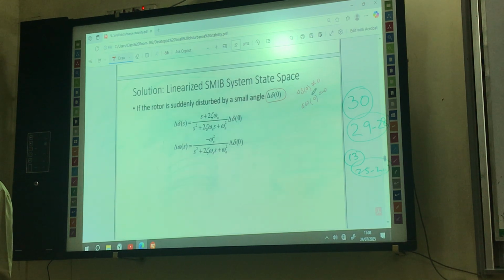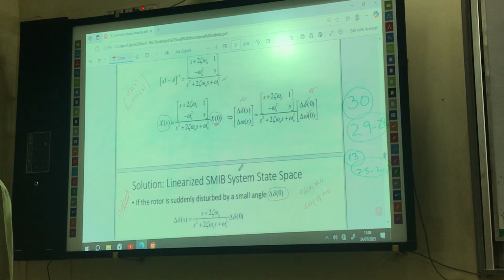Actually we are following the textbook, chapter 11. You will find all of this in chapter 11 of the textbook that I shared. You will see that in the textbook the first case is that we consider del delta of 0 as non-zero and del omega of 0 as 0. Now here this term will be here, but this term will be 0.